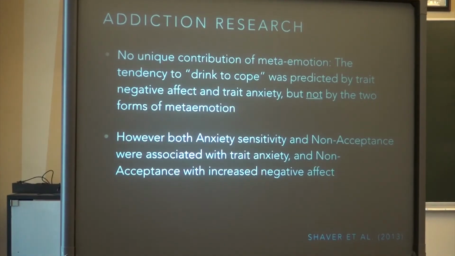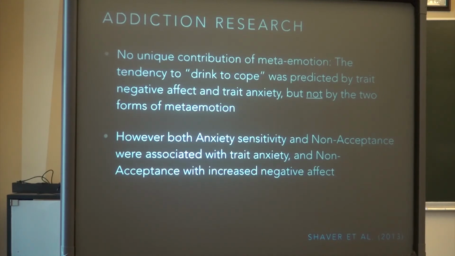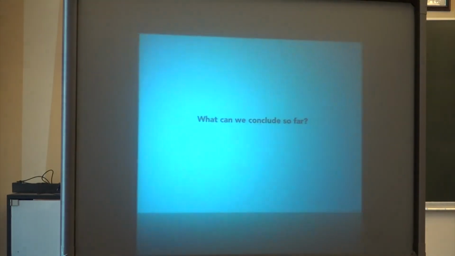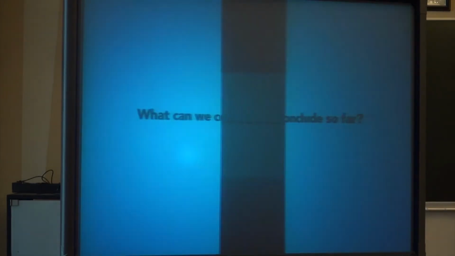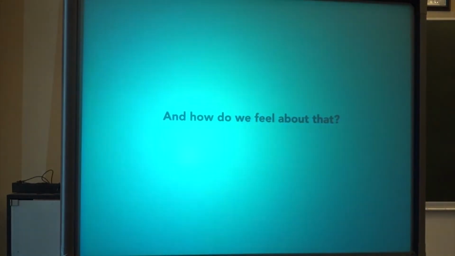But both anxiety sensitivity and non-acceptance were associated with trait anxiety, and non-acceptance was also associated with increased negative affect. So what they concluded was that meta-emotion might have an indirect effect. What can we conclude so far? And how do we feel about it?